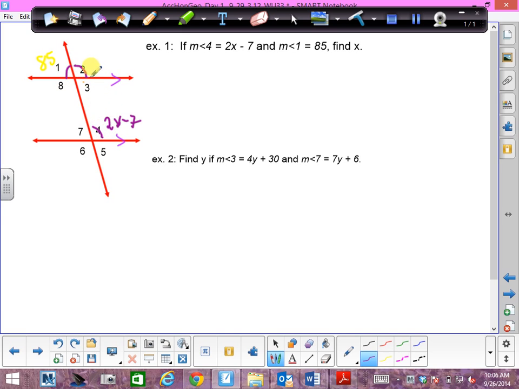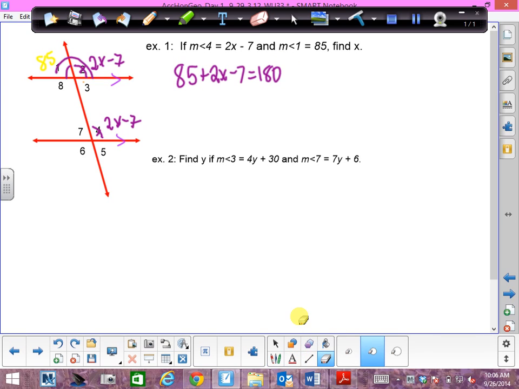Well, you should recognize they're corresponding, and we know that corresponding angles are congruent by the corresponding angles postulate, so this is also 2x minus 7. Well, then we know that angle 1 plus angle 2 should add to be 180 by the supplement theorem. So we're going to have 85 plus 2x minus 7 equals 180, and I want you to solve for x. So then in example 2, I'm going to leave that first one for you to finish. You should be able to do that. So in the second example, we know that the measure of angle 3 is 4y plus 30.